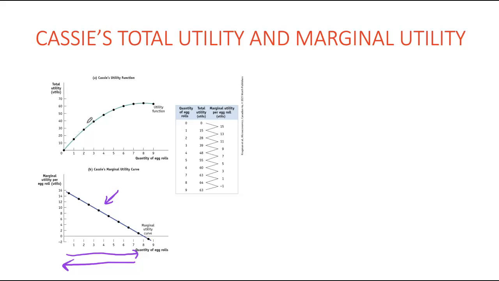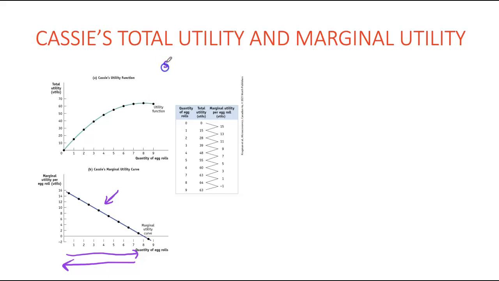Total utility is increasing, but at a decreasing rate. It reaches a maximum point, and after that, it starts to fall. Why is it falling? Because the additional satisfaction from the 9th egg roll was negative. Therefore, total utility for 9 egg rolls is now lower than the total utility from your 8th egg roll.